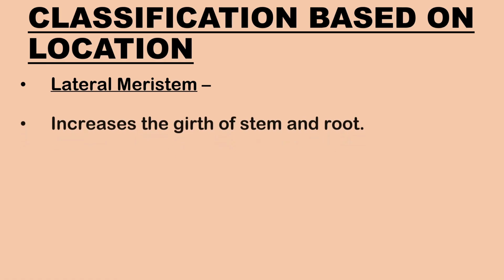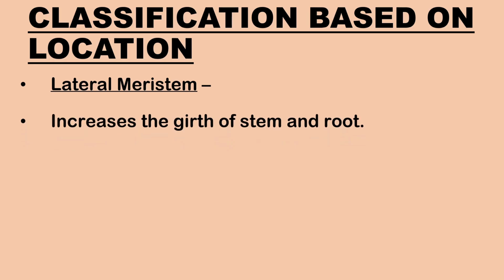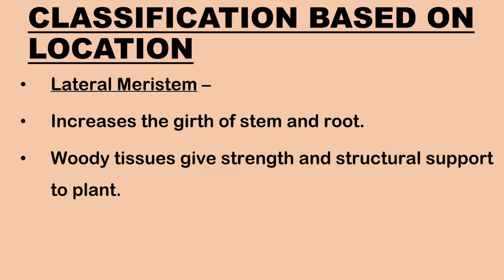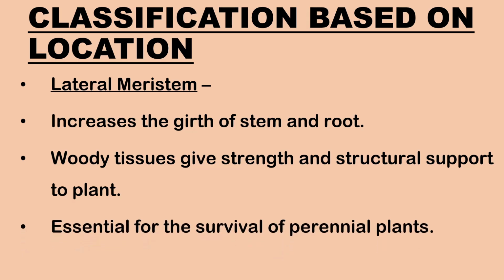Lateral meristem increases the girth or thickness of stem and root. The woody tissue formed enhances strength and structural support to the plant and also contributes to wood production. Lateral meristem is essential for the survival of perennial plants. Next, let us understand the theories related to apical meristem.